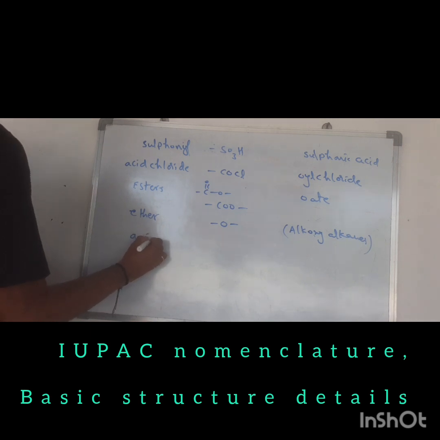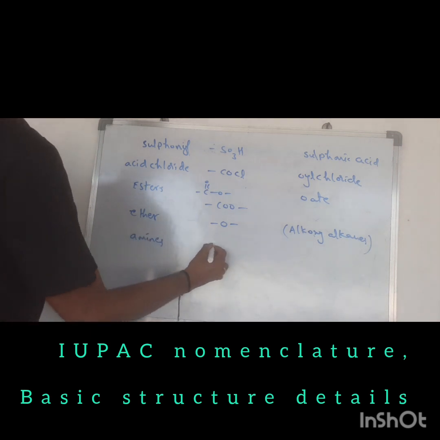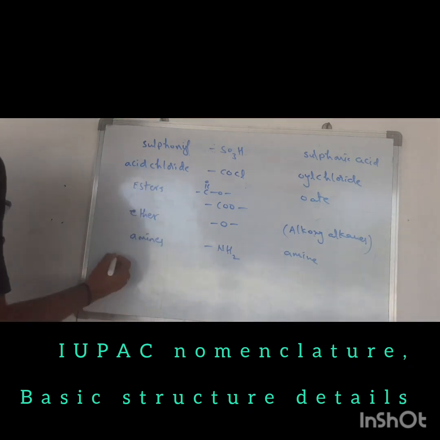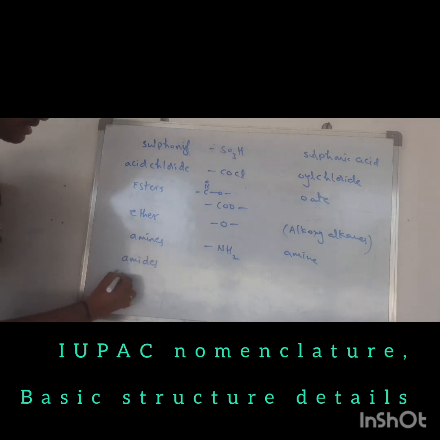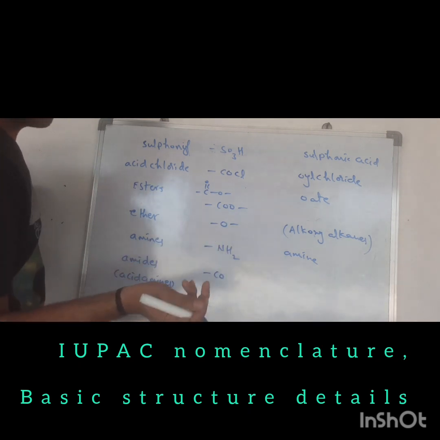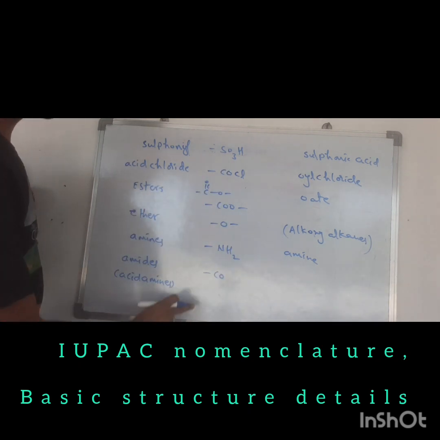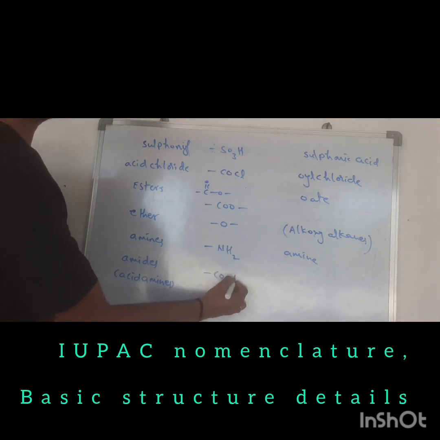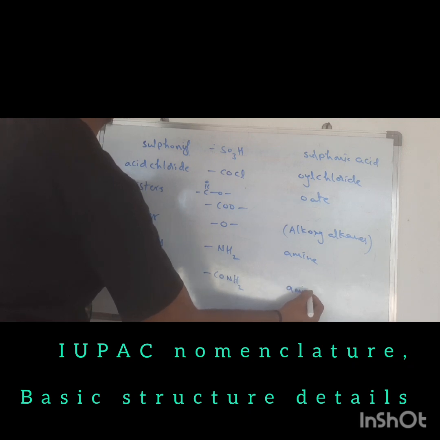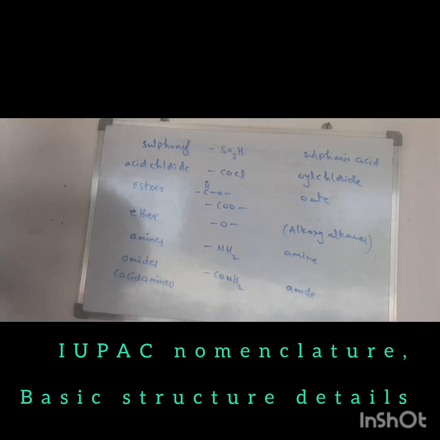Next, amines. Amines, the group is NH2. The word used is also "amine". Next, amides. Amides are also treated as acid amines. We know the acid COOH group. In COOH, if the OH is replaced by Cl, that is called acid chloride. If in that CO the OH is replaced by amine, that is called acid amine or amides. For this we have to use "amide". The word we use is amide.